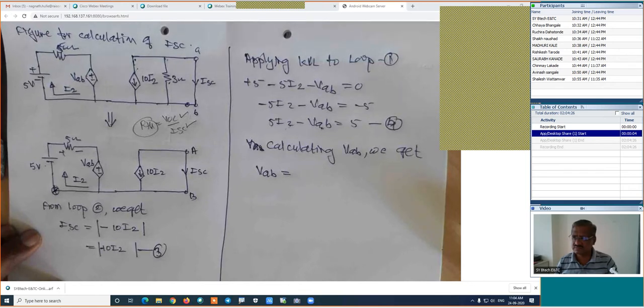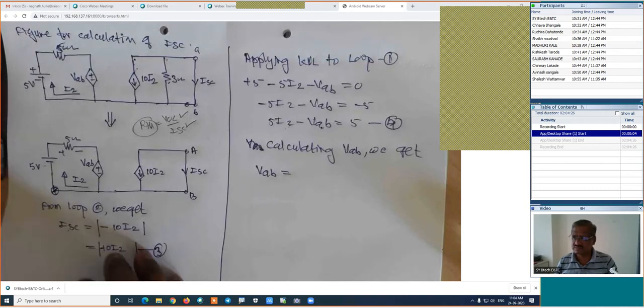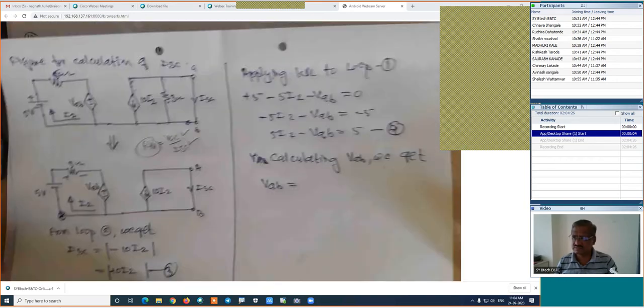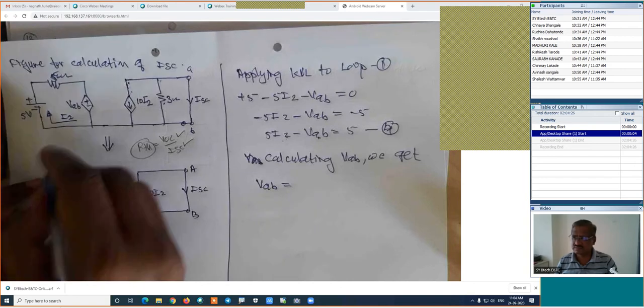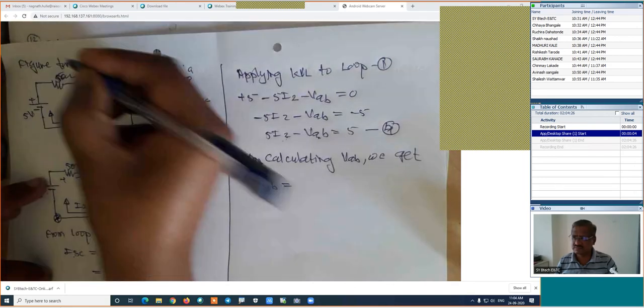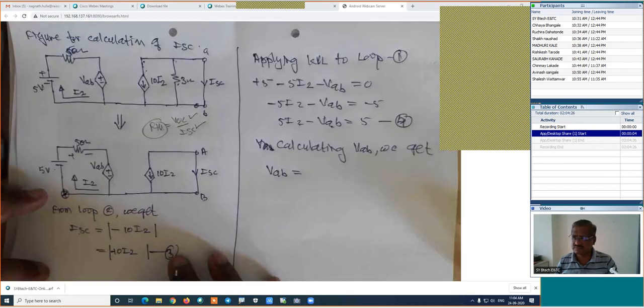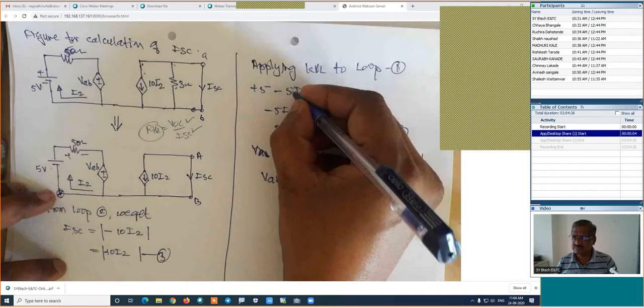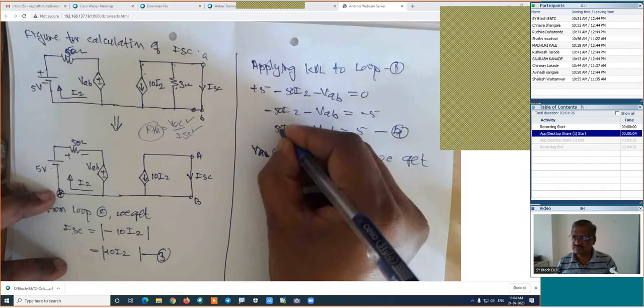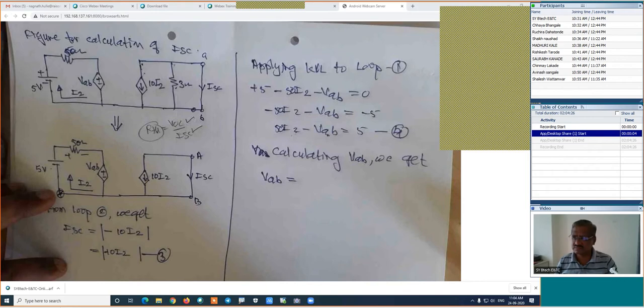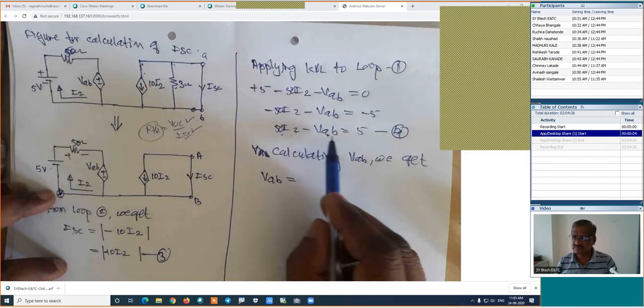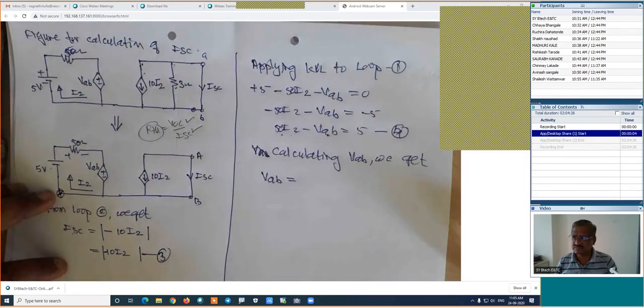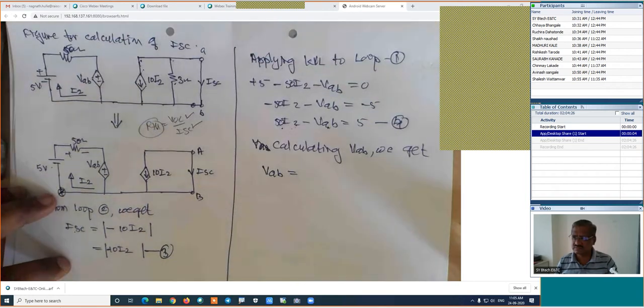Sir, the resistance value is 50 ohm, you have put 5 there. Okay, it is 50. Just wait. Absolutely correct, this is 50. Then in this case, this will be 50 I2, 50 I2, 50 I2. Which in this particular case, 50 I2 minus VAB is equal to 5. This is one equation.